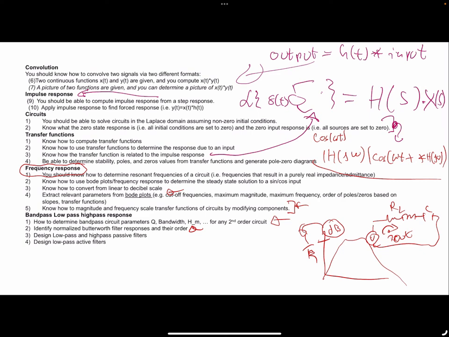Finally, you should be able to design low pass and high pass filters using the methods that we described in class and how to design low pass active filters. For my section, you just have to focus on the parallel resistor configurations. The Sallen-Key configurations won't be in the final. So that's basically all of it.